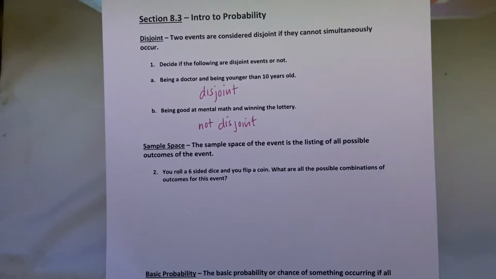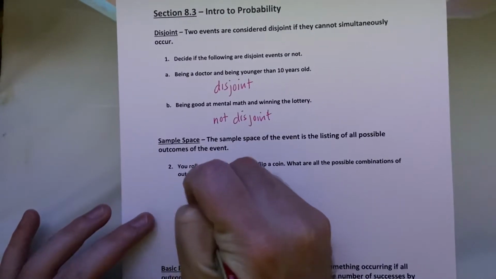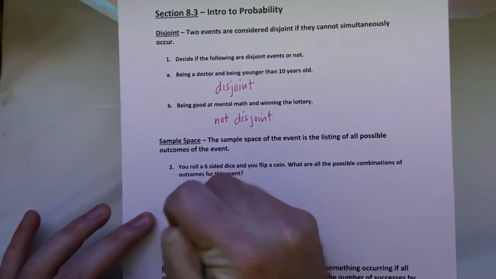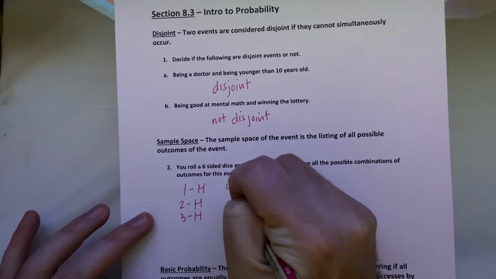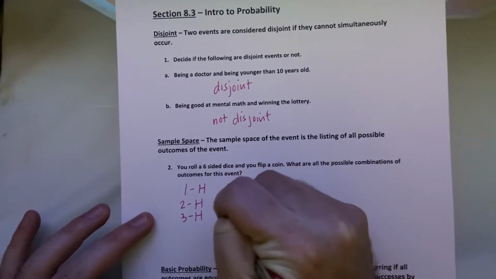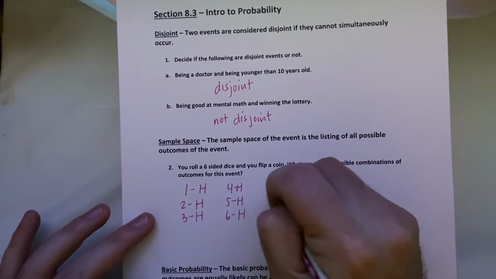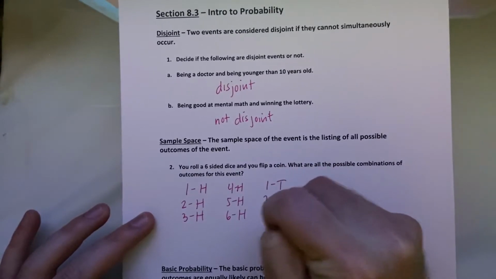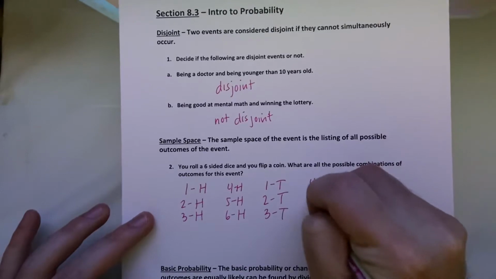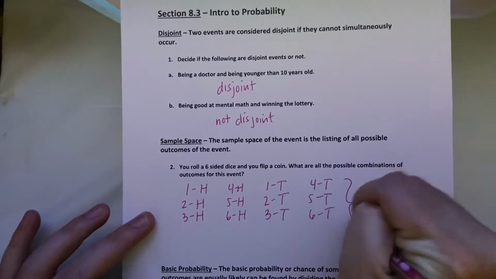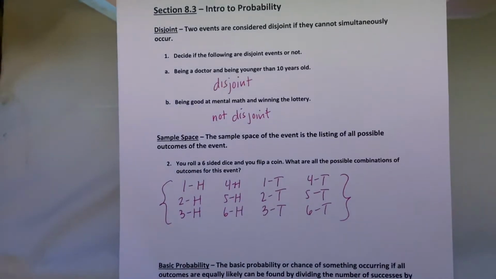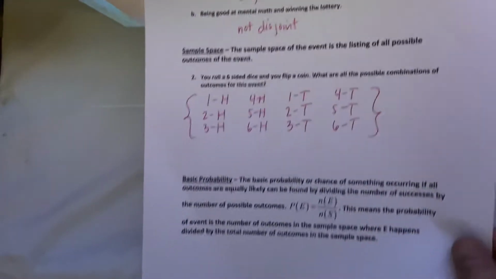A sample space is all of the possible outcomes of the event, and it's a listing. So let's say you do two things: you roll a 6-sided die and you flip a coin. What are the possible outcomes for this event? Well, you could roll a 1 and flip a heads, a 2 and a heads, 3 and a heads, 4 and a heads, 5 and heads, and 6 and heads. Or you could roll all of those same things but get a tails. So this would really be the sample space. It's the set of the outcomes that could happen when you take certain actions.